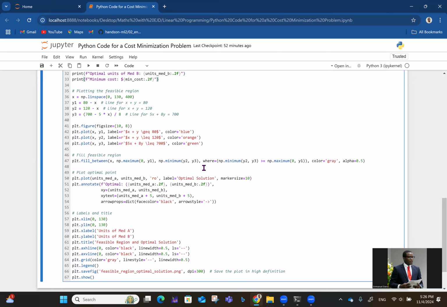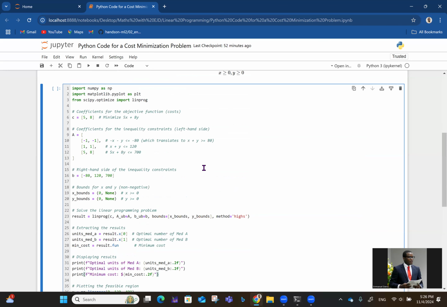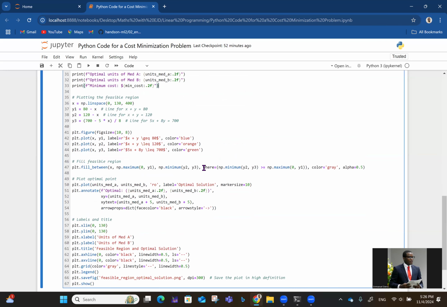So you're making all the y's the subject of formula. So for the last one, the y should be 700 minus 5x divided by 8. And that's exactly what is happening here: 700 minus 5x divided by 8. So we are doing that so we can plot the feasible region. Okay. And then of course every other thing is just to get a proper plot out for that.